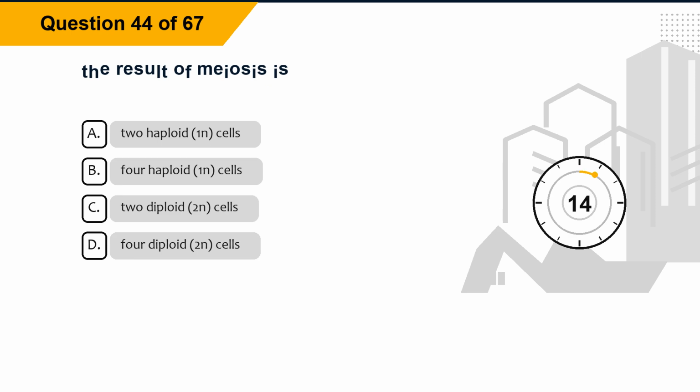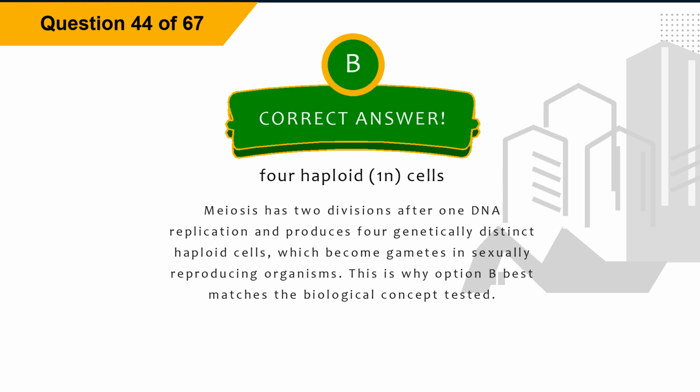Question 44. The result of meiosis is option A, 2 haploid, 1N, cells. Option B, 4 haploid, 1N, cells. Option C, 2 diploid, 2N, cells. Option D, 4 diploid, 2N, cells. The correct answer is option B, 4 haploid, 1N, cells. Explanation. Meiosis has 2 divisions after 1 DNA replication and produces 4 genetically distinct haploid cells, which become gametes in sexually reproducing organisms. This is why option B best matches the biological concept tested.